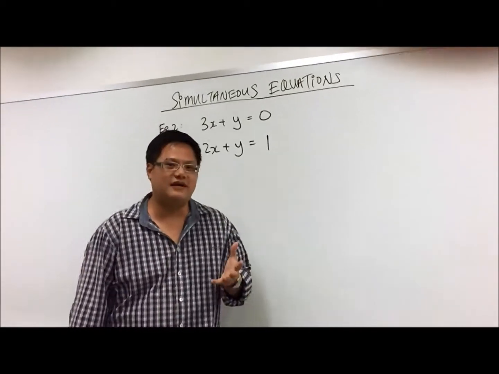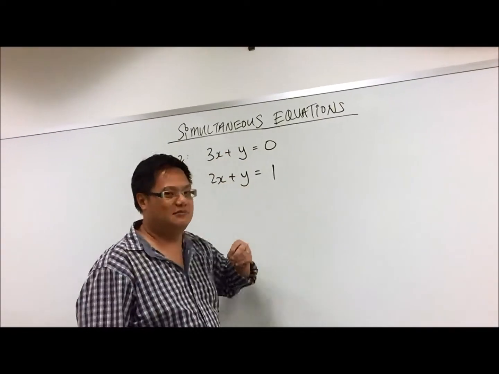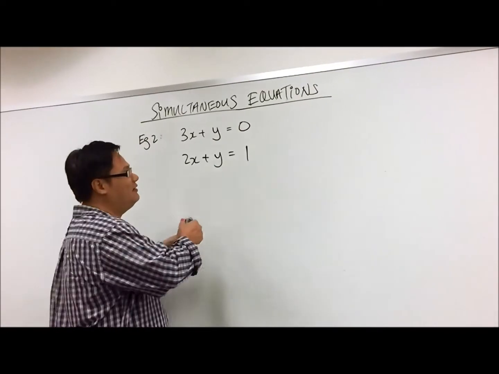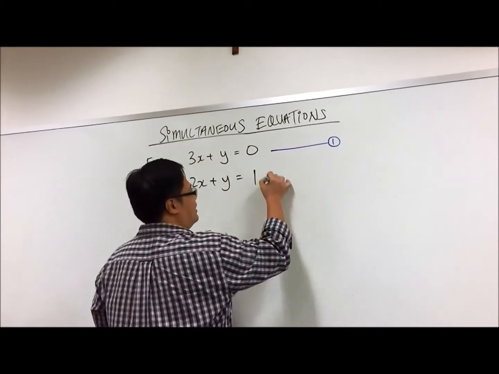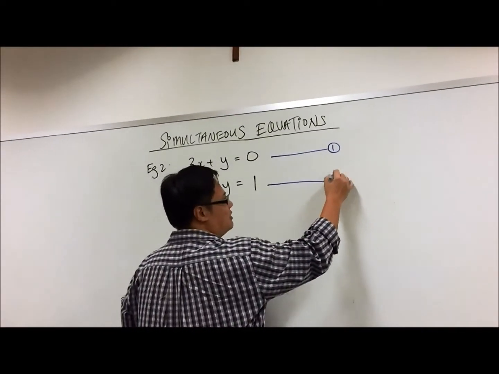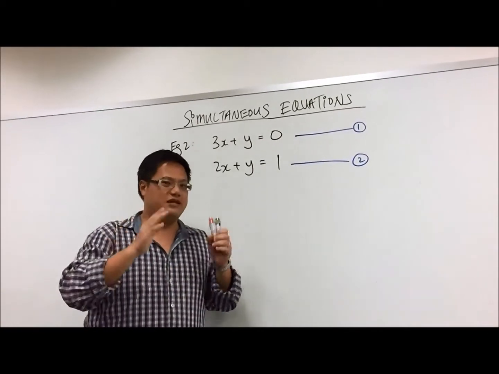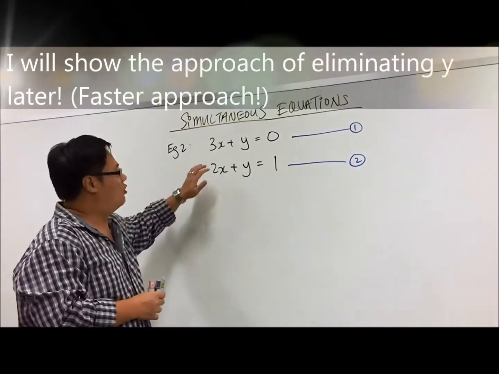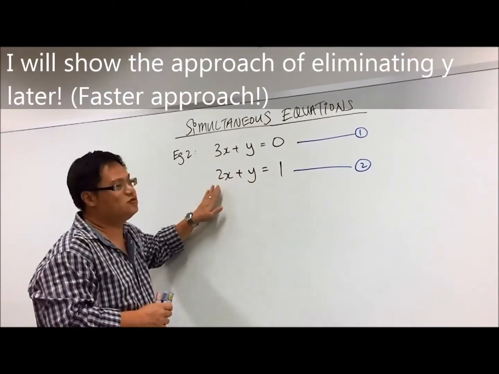So are we able to find a set of values for x and y to solve these two equations simultaneously? Let's run through the whole process right now. I let the first equation be equation 1, and 2x plus y equals 1 be equation 2. Let's say my intention now is to get rid of variable x. How do I get rid of variable x? Over here I realize that this is 3x for equation 1 and equation 2 is 2x.